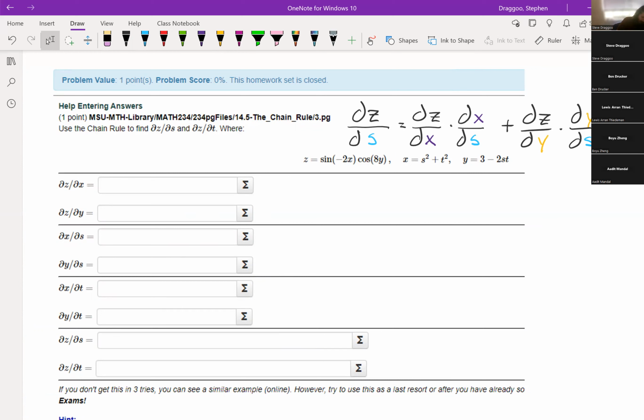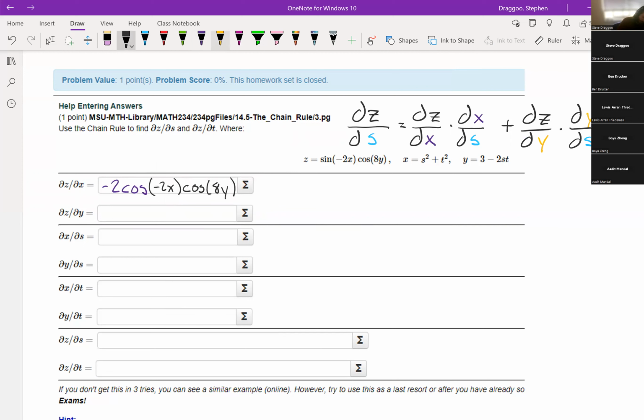For starters, I just want its x partial. So the derivative of sine is positive cosine, and then the chain rule says I'm going to bring a negative 2 out. So this is negative 2 cosine of negative 2x times the cosine of 8y. Shrink that so that it fits in the box.